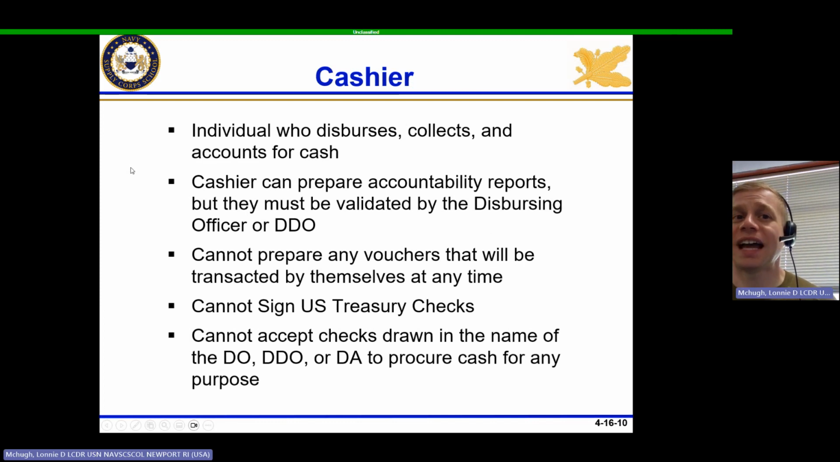And a cashier is exactly what it sounds like. It's an individual who hands out money, collects money. They can do other things, though. They can prepare the accountability reports, like I talked about previously, and they can prepare vouchers. And again, they cannot sign U.S. Treasury checks, and they cannot accept checks drawn on the name of the DO or deputy dispersing officer. So that's talking about exchange for cash checks. They are not allowed to process those.